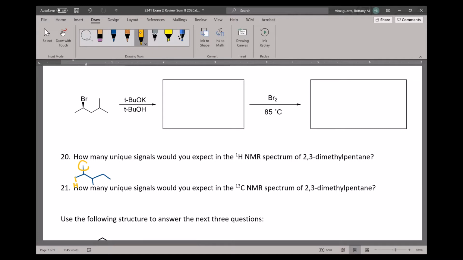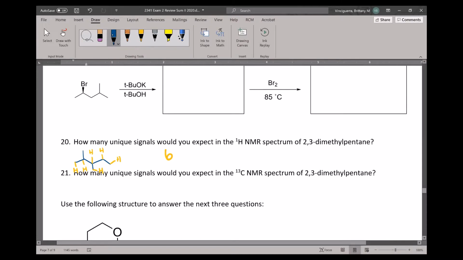We have another methyl group, which is identical to the other one, so those are not going to be unique. We have 1 hydrogen here, 1 here, 3 here, 2 here, and 3 here. So how many unique hydrogen signals is that? Six? Mm-hmm. And then go and draw this again.